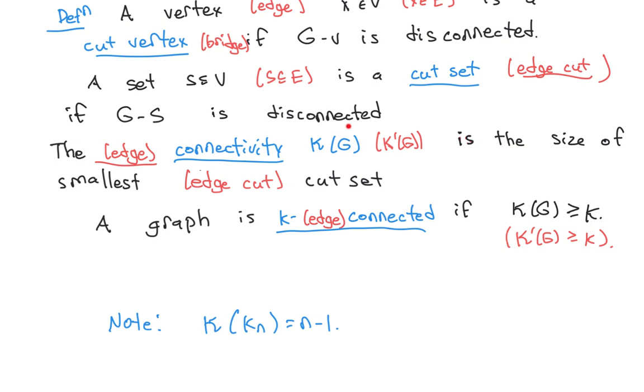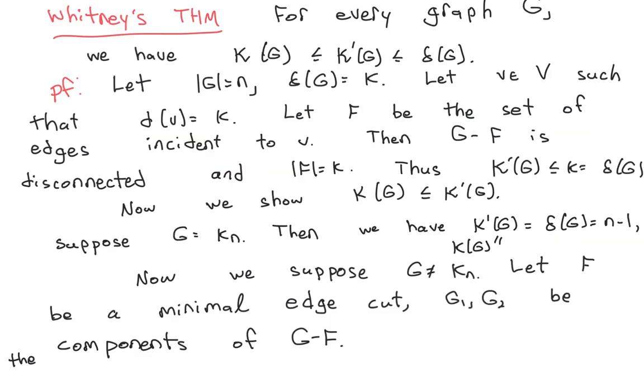Note that if you check these definitions for the complete graph, you discover that no amount of deleting vertices results in a disconnected graph. So in order to make theorems work out properly, we define the connectivity of a complete graph to be n-1. So first we will discuss Whitney's theorem.